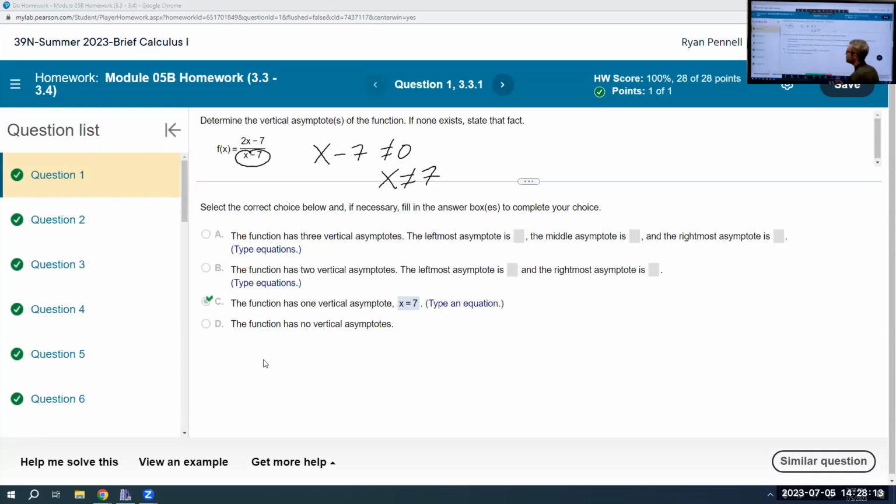So the function will avoid that occurring. So the function has one vertical asymptote. That is x equals 7. Or whatever yours is. It's just where the denominator is hitting 0.